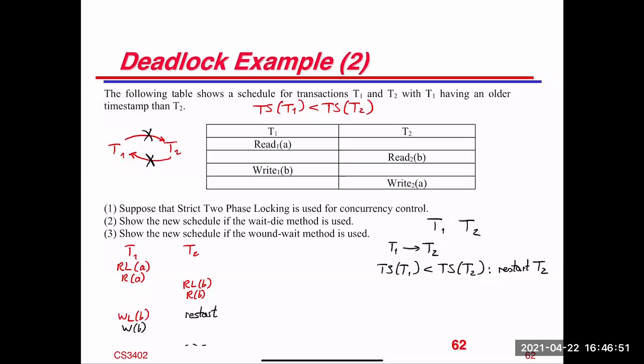So that's why, for this, there's no way we can be blocked here. T1 is not blocked at all because T2 is immediately restarted, and therefore all the locks that are held by T2 are being released, in particular this lock here on B. And so T1 can successfully, immediately get that lock.